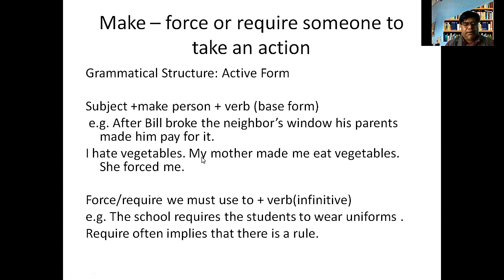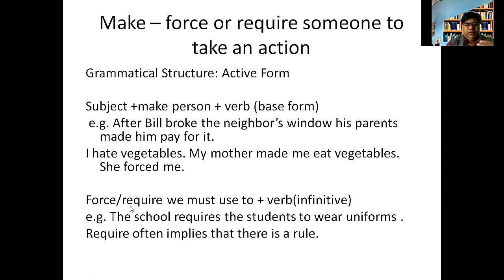I hate vegetables. Here, I do not like vegetables. My mother made me eat vegetables. It means that I didn't like vegetables, but my mother made me. I was forced by my mother to eat vegetables. She forced me to eat vegetables.